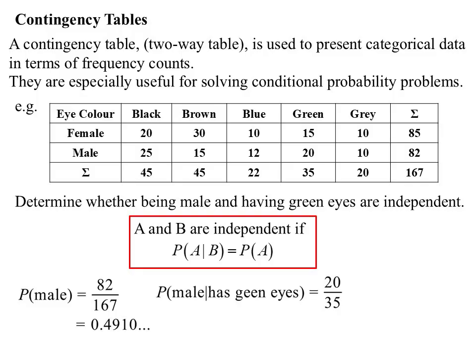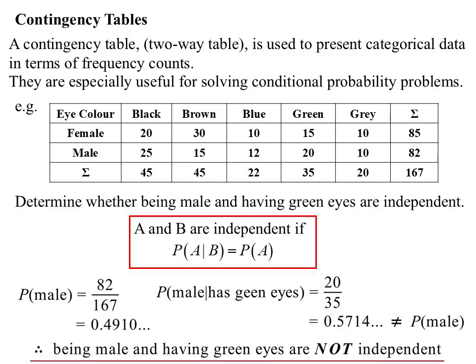But the probability of male given that they have green eyes. So now all I'm interested in is the column of green eyes. A male would be 20 out of 35. And no, they are not the same value. That would seem to suggest that being male and having green eyes are not independent of each other. Now whether that's valid or not might have something to do with the sample size, things like that. Seems a bit weird, but that's what this data would suggest.